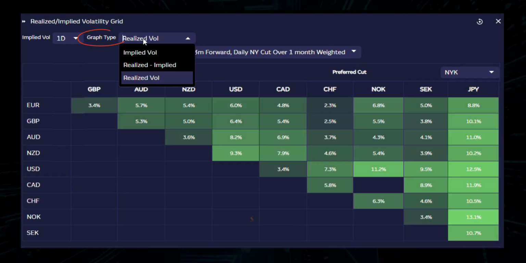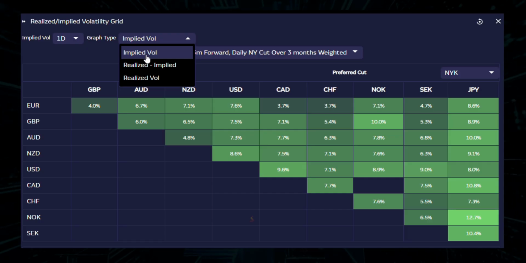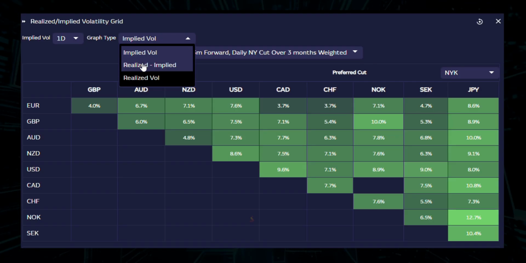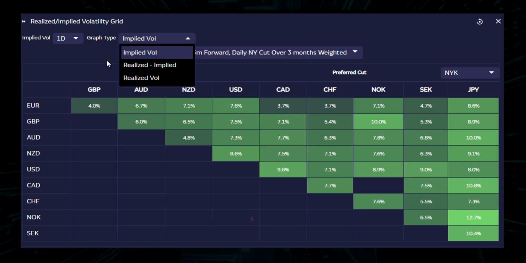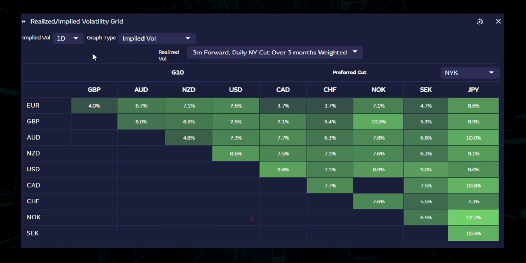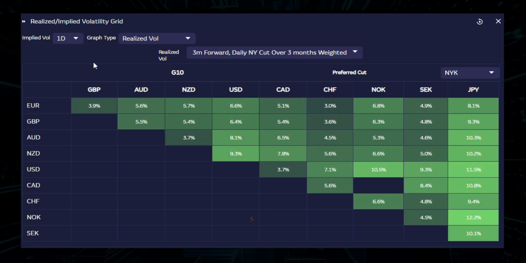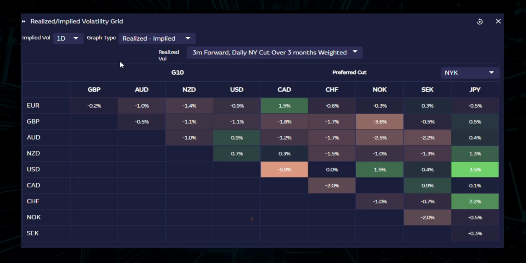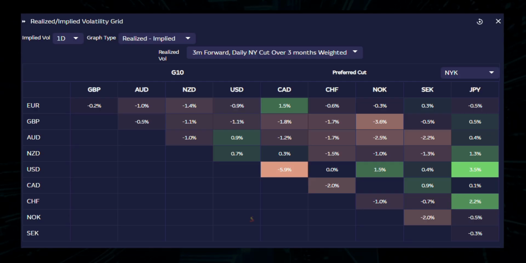The graph type lets you select between implied vol, realized volatility, or realized minus implied. These controls determine whether you are viewing the current market surface, its historical realization, or the spread between the two. Positive differentials suggest implied volatility is inexpensive relative to past market behavior, while negative values indicate it is rich.